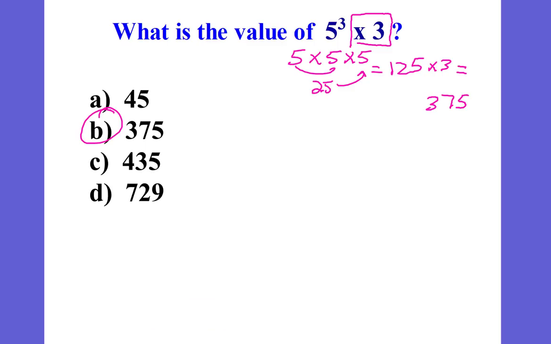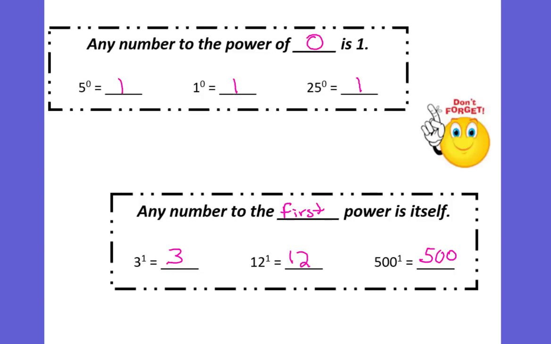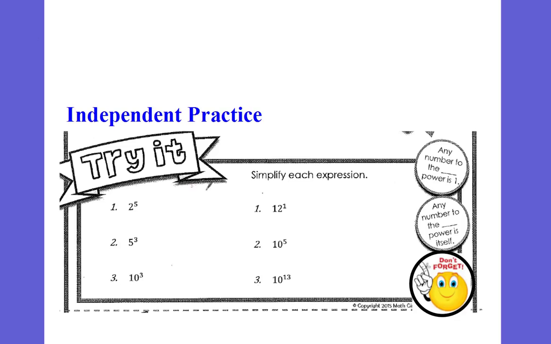Okay, now you're ready to go ahead and work on your independent practice. It's at the bottom of your exponents foldable. The try it. There are 6 different problems you're going to simplify. I want you to go ahead and expand them just like we've been doing and then solve. So 2 to the 5th power would be 2 times 2 times 2 times 2 times 2, and then solve it. You're going to do that for all 6 for the rest of the problems.